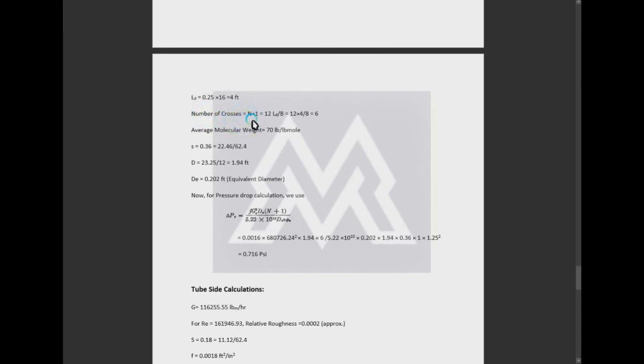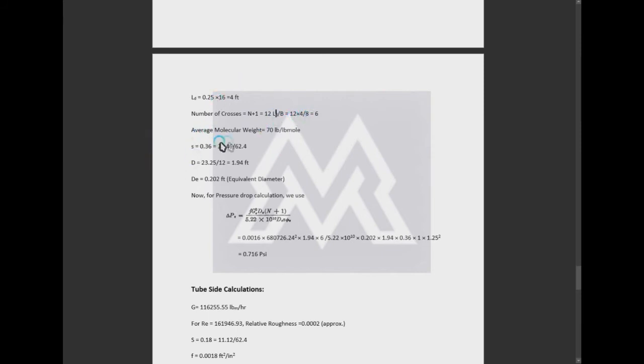The number of crosses, N plus 1, is equal to 12 L over B. B is the baffle spacing, it is 8 inches in this case, and L, the effective length, is 4 feet in this case. And the number of crosses, the number of times the fluid crosses the baffles, is 6 in this case.